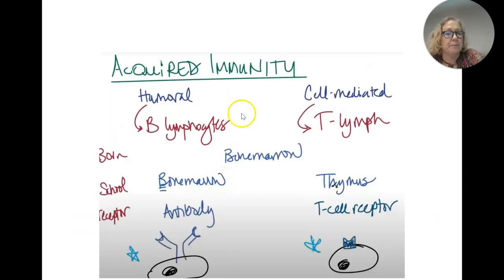Okay, so you have two, right? Here is my version of the same thing. Humoral: your B lymphocytes, born in the bone marrow, go to school in the bone marrow, and the receptor is an antibody. Cell mediated: it's T lymphocytes, also born in the bone marrow. T for thymus: they go to school in the thymus, while B lymphocytes go to school in the bone marrow. Get it? Educated in the thymus, has a T cell receptor versus an antibody. Okay?